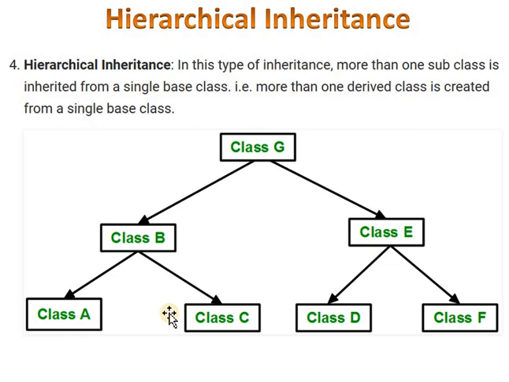The next one is hierarchical inheritance. In hierarchical inheritance, more than one derived class is created by using only one single base class. Here there is only one single class, class G, that is inherited by multiple classes: class B, class A, class C, class E, class D and class F. So this type of inheritance we call hierarchical inheritance.